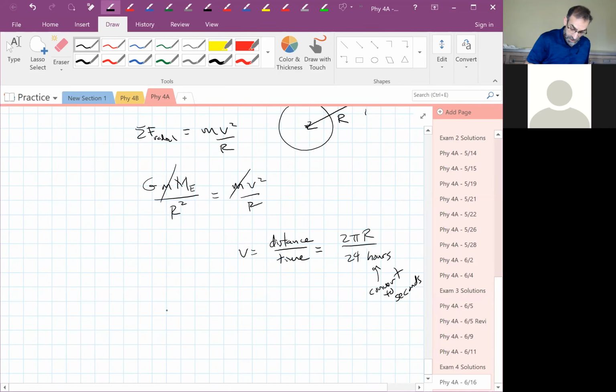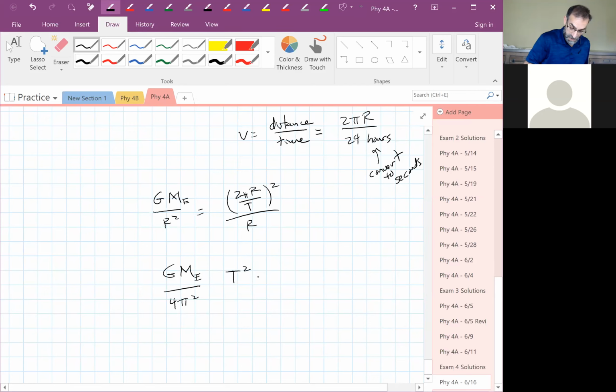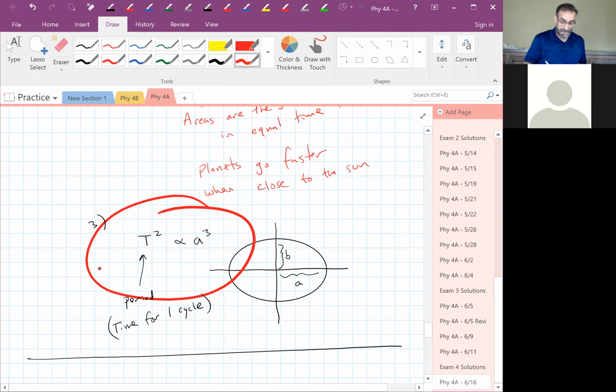And what do we get? We get G m Earth over r squared is 2 pi r over the period, squared, that's v, right? And then we solve, we get some constants times the square of the period is the cube of the radius. This is Kepler's law, right? What do they have up here? Kepler's third law said that the square of the period is proportional to the cube of the radius.